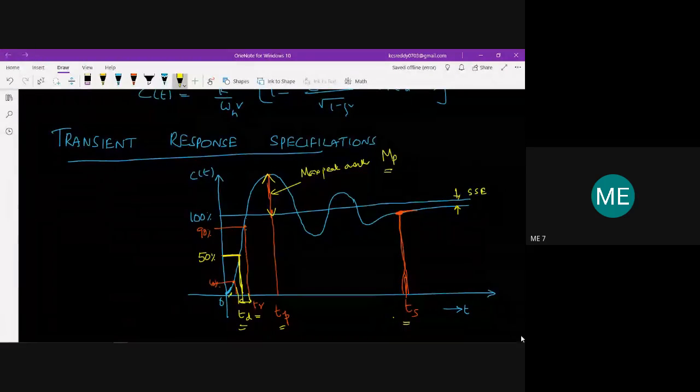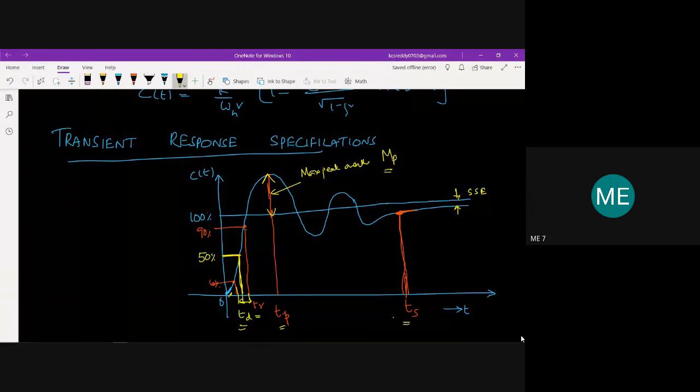Peak time. It is the time required for the response to reach its peak value. So this is the final value, right? While defining the peak time, the response already reaches the final value at this particular point, but still it moves up and reaches the peak value of the output. So it is the time required for the response to reach its peak value.